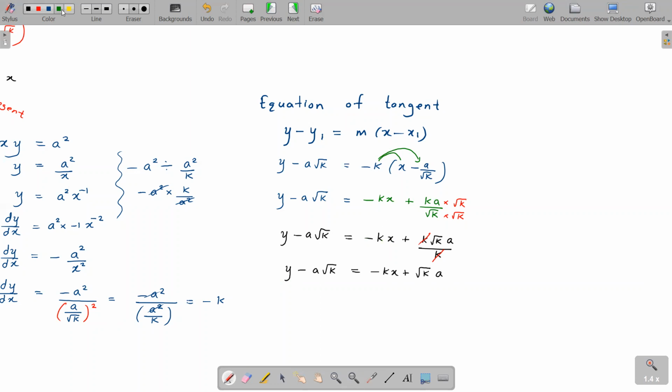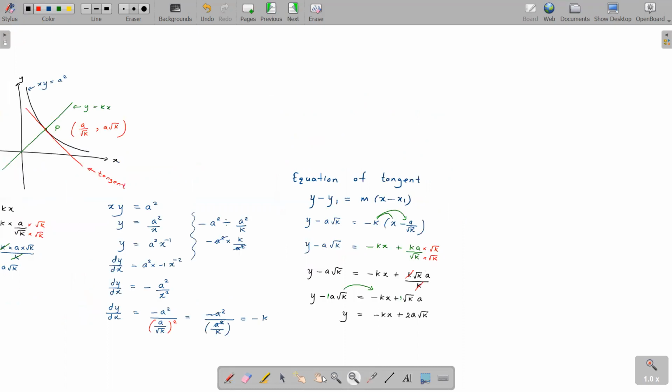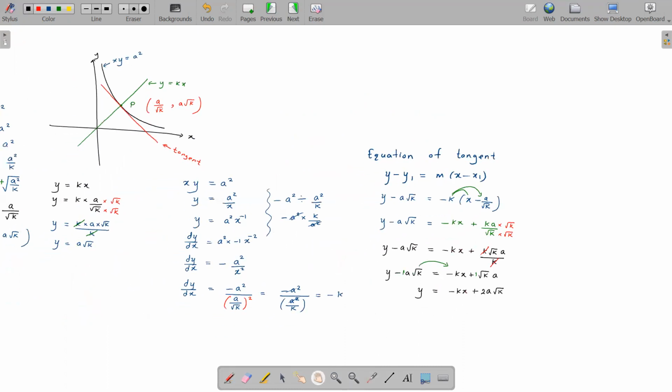So I think we have like terms here, minus root k times a. Again, we have another one over here. Do you see a root k and another a root k? Yeah, so we create two of them. y equals minus kx plus twice of 2a root k. So this is the equation of the tangent. Are you all clear with it? This is the equation of the tangent. Let's move on to the next part.